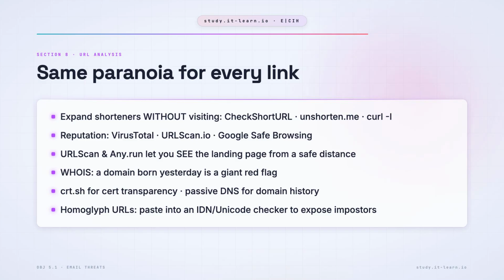And watch for homoglyph URLs. That Cyrillic A in Amazon looks identical to the Latin one. Paste suspicious links into a Unicode-aware editor or an IDN checker to expose the imposter characters hiding in plain sight.